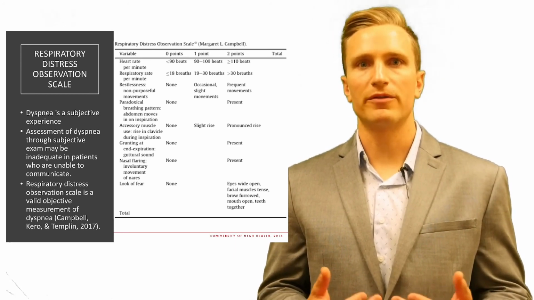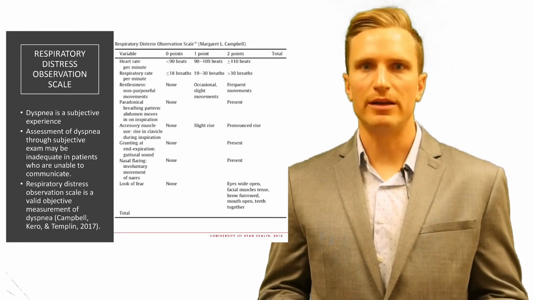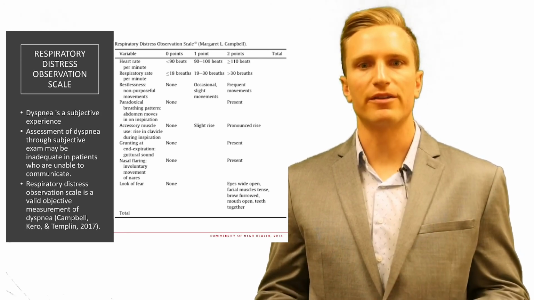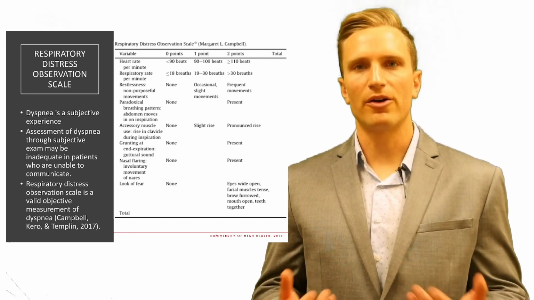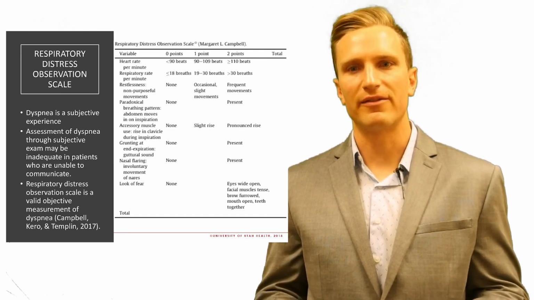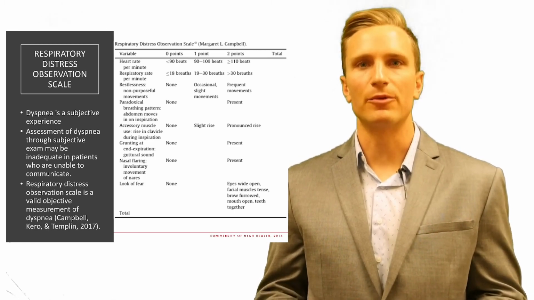A score of 0 to 2 on the scale means no distress. A 3 would equal mild distress. And then 4 to 6 signifies moderate distress. And then on the RDOS, or Respiratory Distress Observation Scale, anything greater than 7 would equal severe distress or even a palliative care emergency.